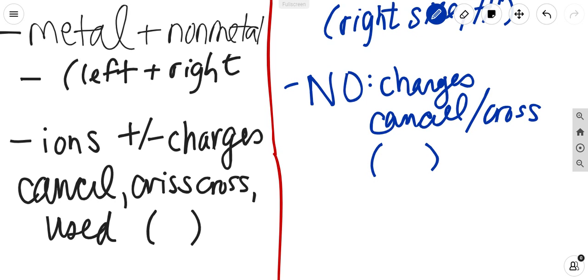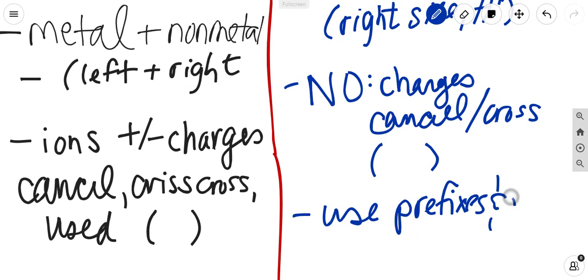So how do we name or how do we write covalent compounds? We use prefixes and subscripts.